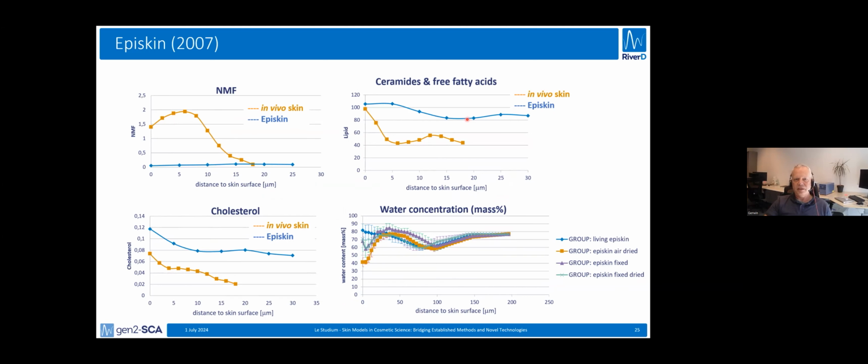Ceramides, free fatty acids, and cholesterol, especially in the early years, let me put it that way, were usually much higher in skin models than in vivo skin. And what was usually lacking was a clear water concentration profile, as I've shown you earlier for the in vivo skin. So with the very low start at the skin surface and then a steep increase.